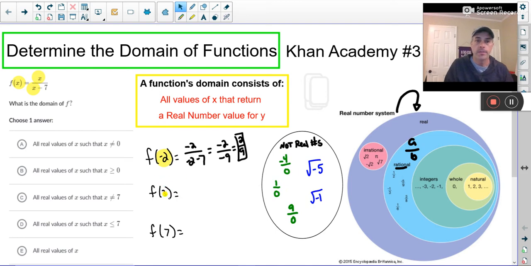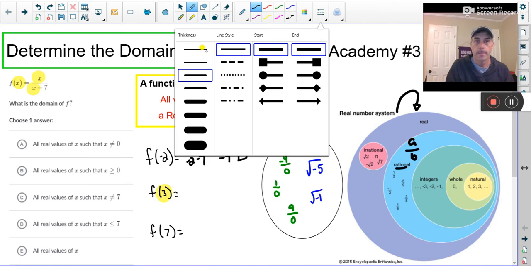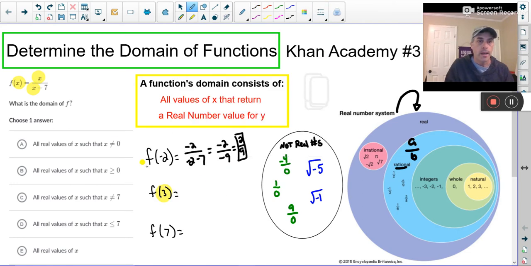So I'm going to try a couple of test numbers. What if I input a 3? If I say f of 3, that's going to be my output. If I put a 3 in, I get 3 over 3 minus 7. Simplify that using order of operations: 3 over 3 minus 7 is -4. And I get another fraction, -3/4. -3/4 is a rational number, so that's fine. What happens if I try to substitute in 7?